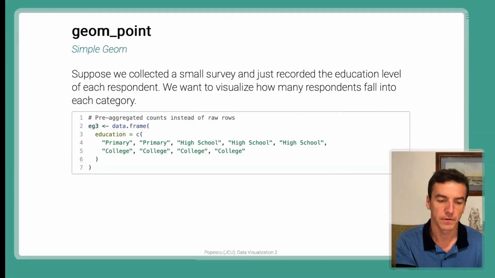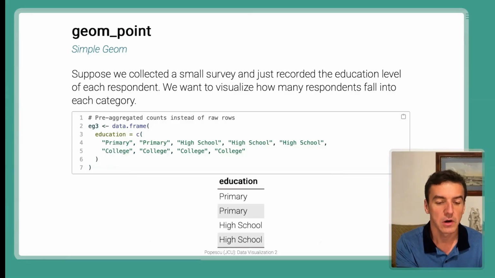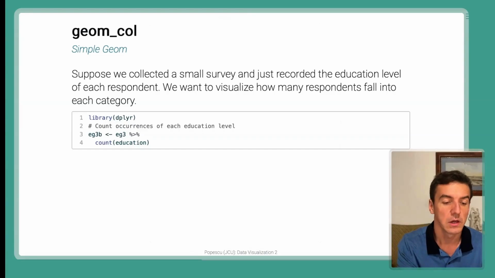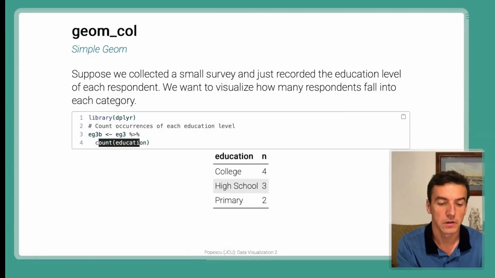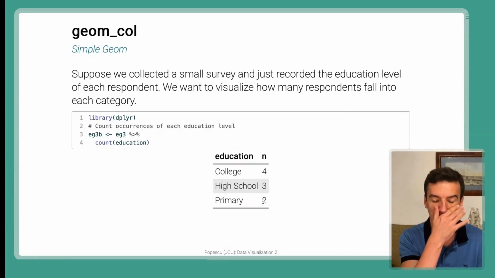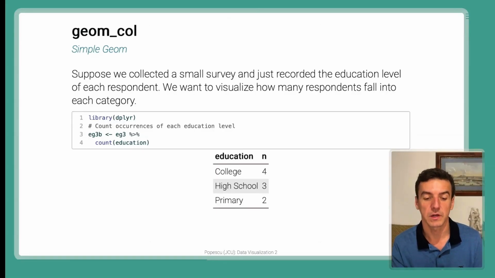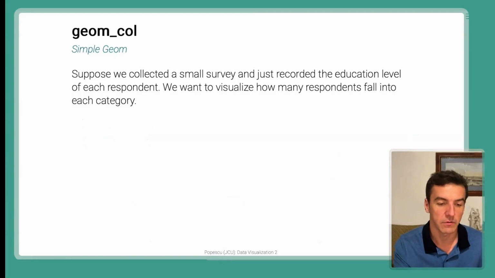Remember that we have a survey with the level of education for different people, and we have all these different items. This is what our data looks like. So one single variable, education. Remember that if we want to use column, we have to first count these different values. So we would do this using this dplyr function, which allows us to get a new data frame that has two columns. One is education, and the other one is how many entries or how many observations we have for all these different education levels.